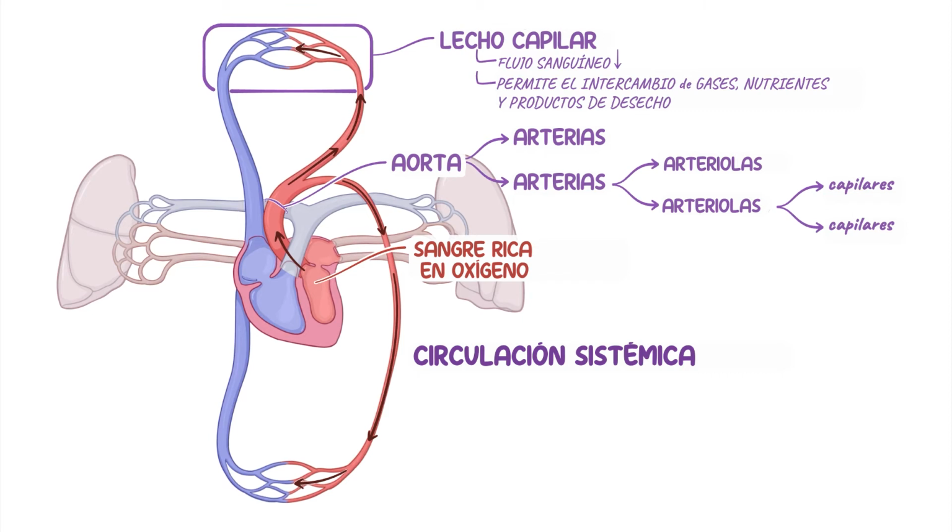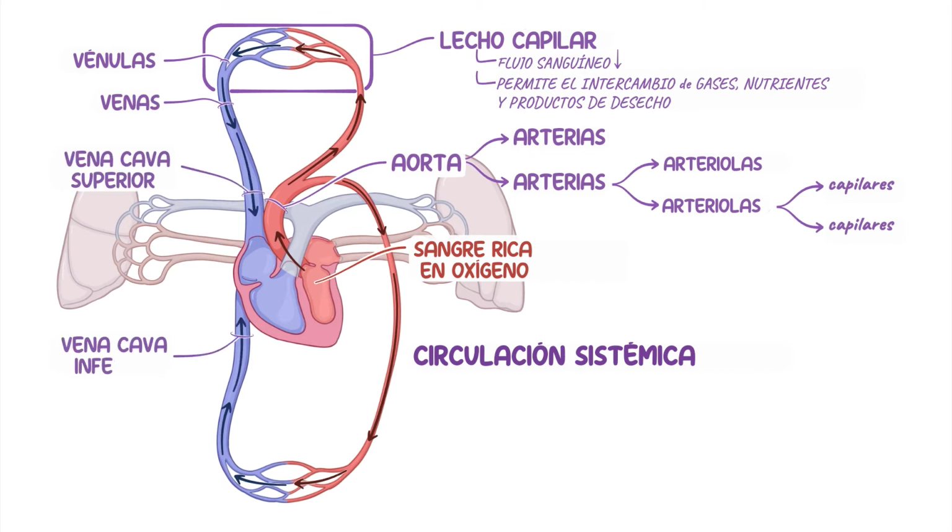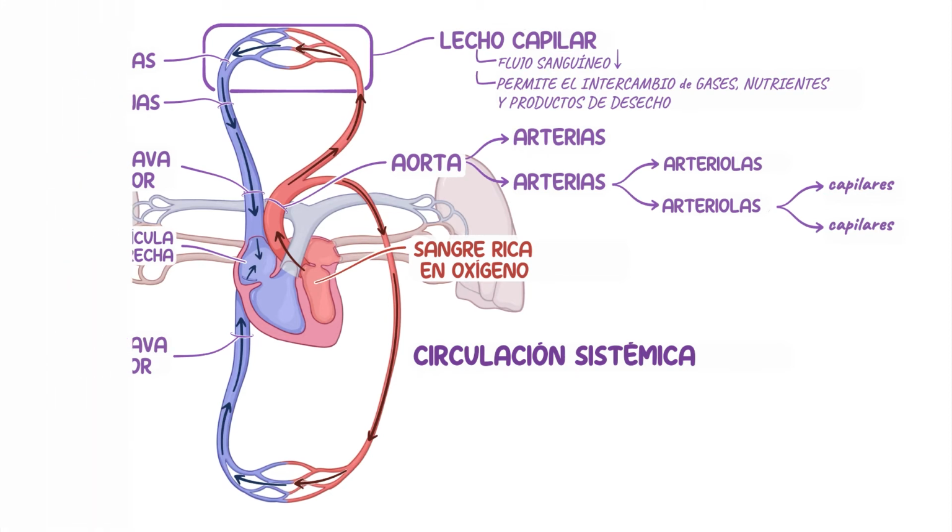Now, after this interchange of substances occurs, the capillaries regroup to form venules, which eventually drain into veins, and eventually into the two largest veins called the superior vena cava and the inferior vena cava, which collect blood from the entire body and empty into the right atrium. And once more, the pulmonary circulation cycle restarts.